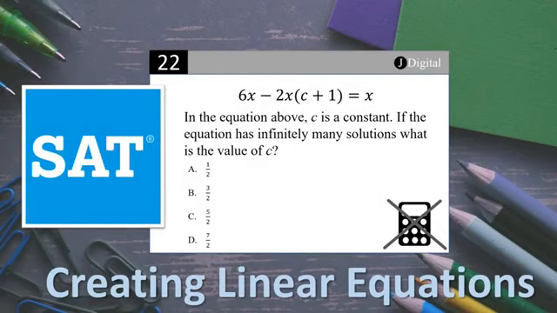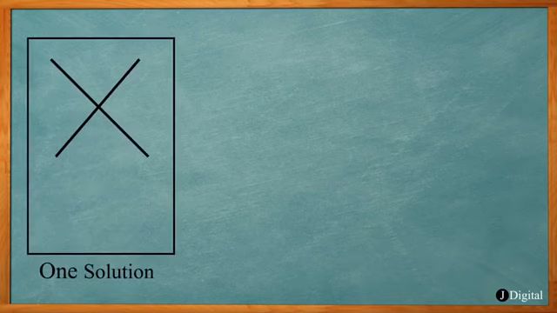In this video, we'll go through example SAT problems that deal with creating linear equations. When we have a system of linear equations, there's three possibilities of these two lines. One is we have one solution where they meet at one spot. This happens when we have different slopes for those lines.